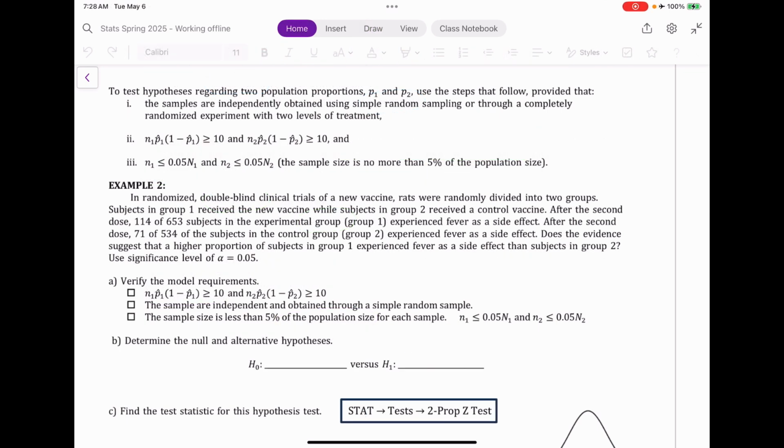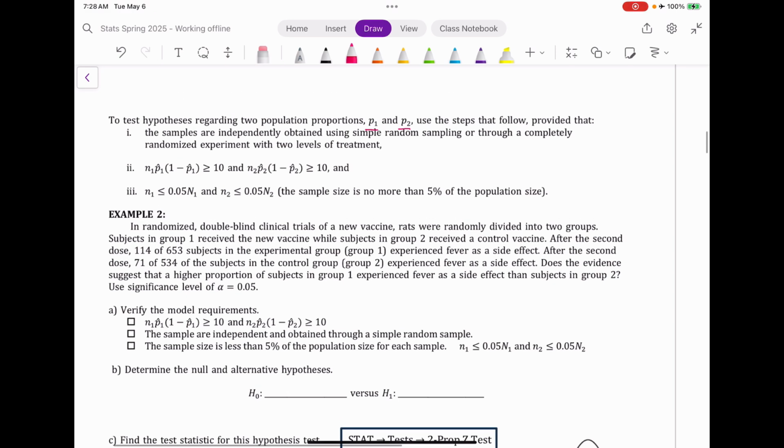On this problem, we're going to look at comparing two population proportions. And when we do that, we call one population proportion P1 and the other P2. So for this section, for studying two population proportions, we do need the samples to be independent of each other.